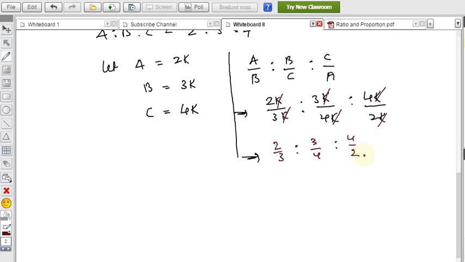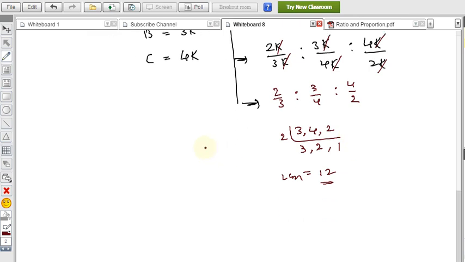Now take the denominators and find the LCM. The LCM of 3, 4, 2: 2 3s are 6, 6 2s are 12. So the LCM is 12. Now with this 12 you multiply every ratio.